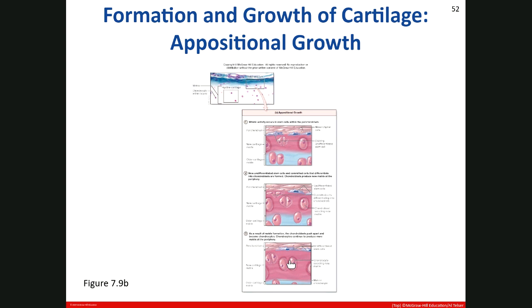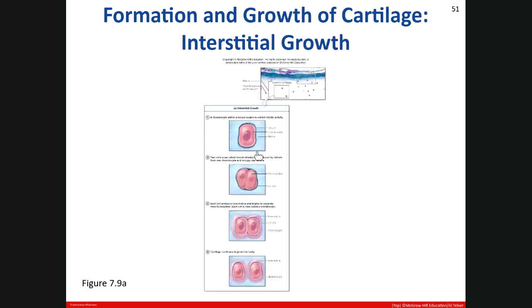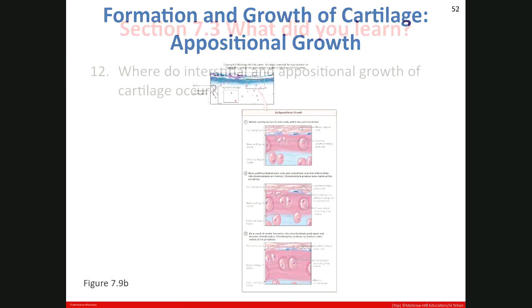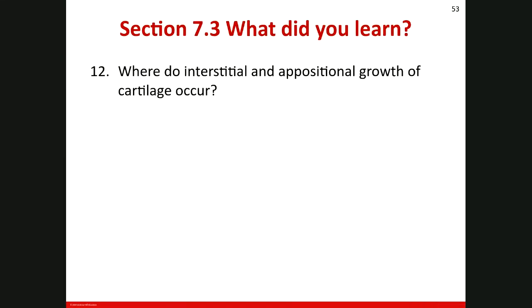So these are the two different processes of growth. Sometimes we have growth from inside the cartilage. Sometimes we have growth from outside of the cartilage. We call them interstitial and appositional growth. And now you can answer this question. Where do interstitial and appositional growth of cartilage occur?